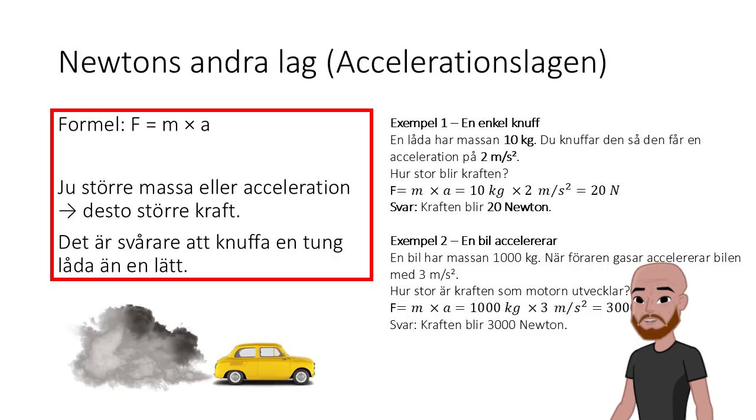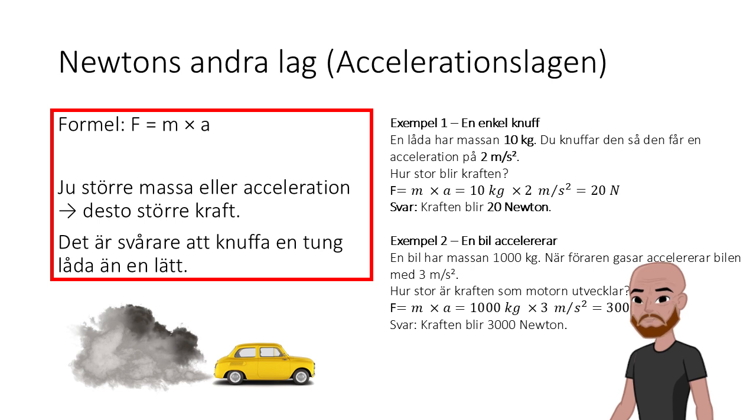Newton's second law is about how forces, mass, and motion are related. It says that the force on an object depends on how heavy it is and how much it accelerates. That is, how quickly it changes speed. The formula is simple. F equals m times a. Force equals mass times acceleration.